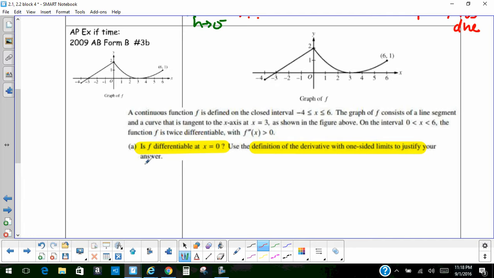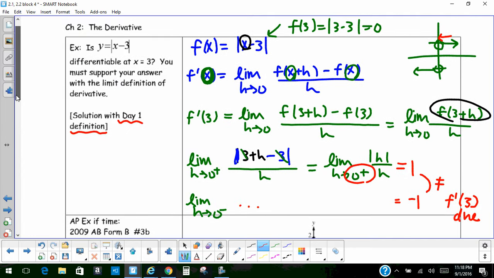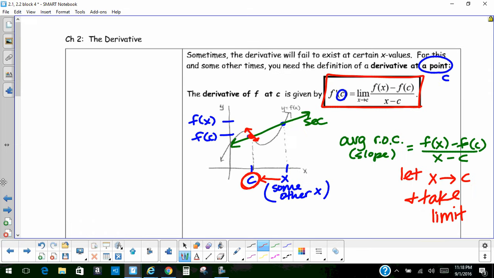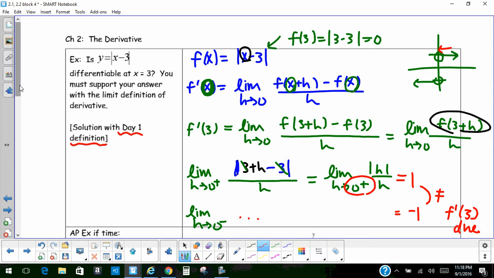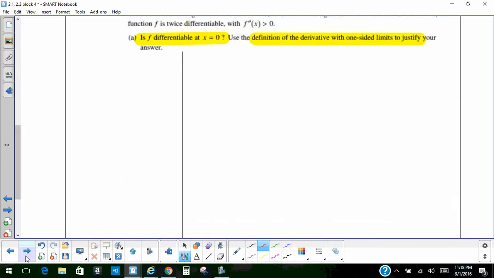Now, which set of one-sided limits you want to do is up to you. If you want to try to do it with the day 1 definition that we already used and then plug in the number, okay, great. And if you want to do it with the new definition that we used, that's okay too. If I have time, I'll record a separate video and title it the 2009 number 3B example. Then that's all that you need.